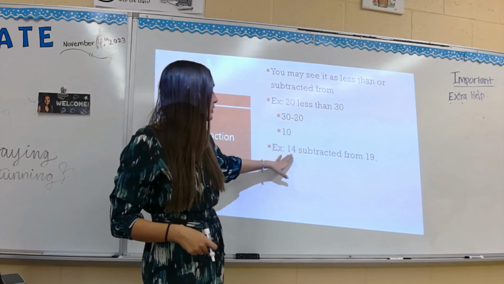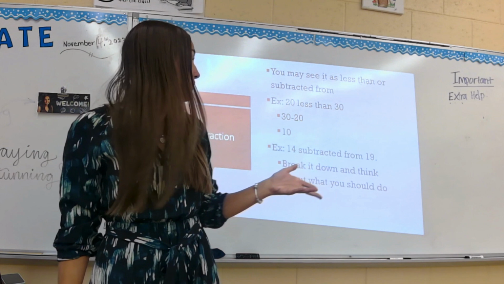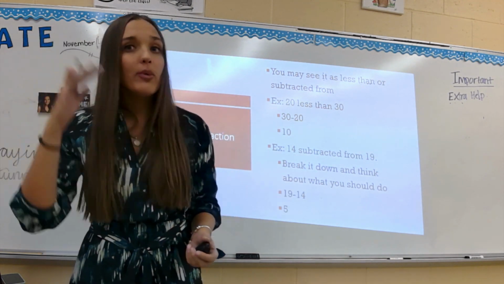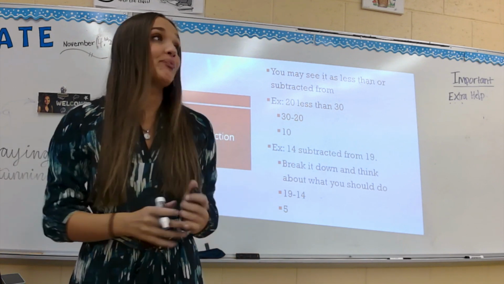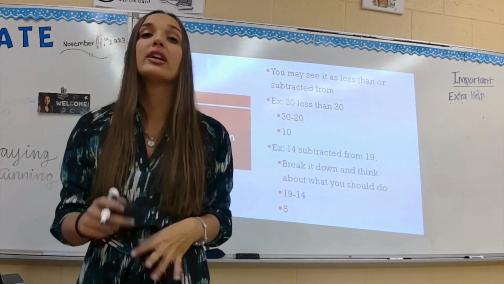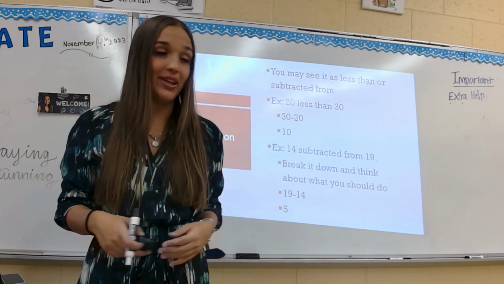Another example would be subtracted from. We are taking 14 away from 19. So we're doing 19 minus 14. We break that down and we get 5. So I always say break it down, break it up. Make sure we're logically thinking what we have to do here. And a lot of translating equations is breaking it up, figuring out what we're working with.